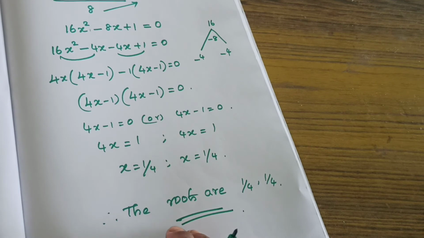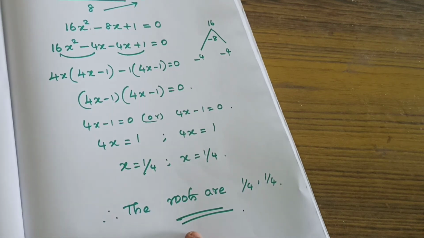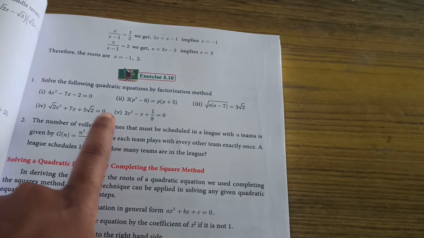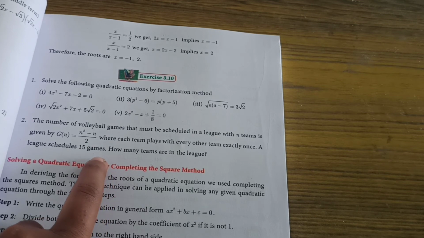Easy, no? Factorization method is very easy. Just do the homework problem. There is only one problem I gave. Okay. Listen, question number 2. Since it is a word problem, the question is only 3 lines, but the answer is so small.